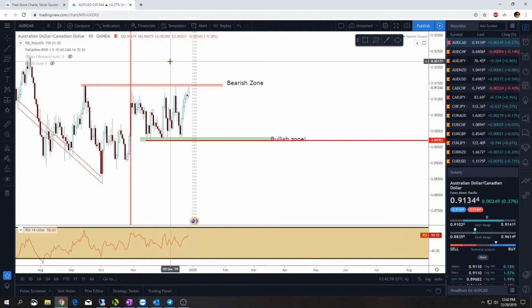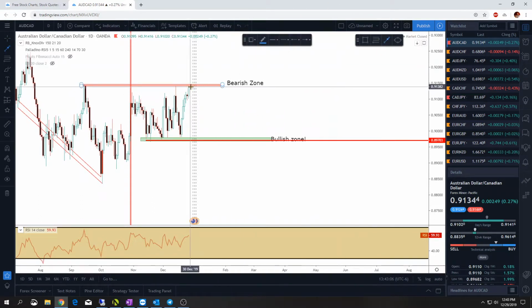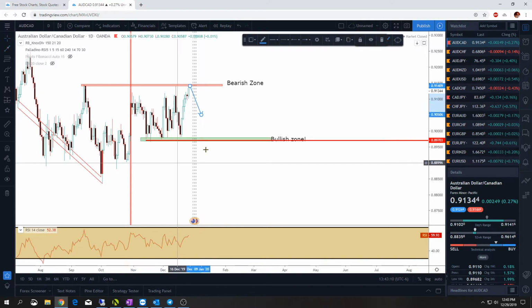So Australian dollar, Canadian dollar looks like a good sell here. It doesn't quite look like we missed the boat, but we could have had a really good entry there. But I like this pair, somewhere halfway of this consolidation range. And I'm going to keep this thing red so I know to watch it.